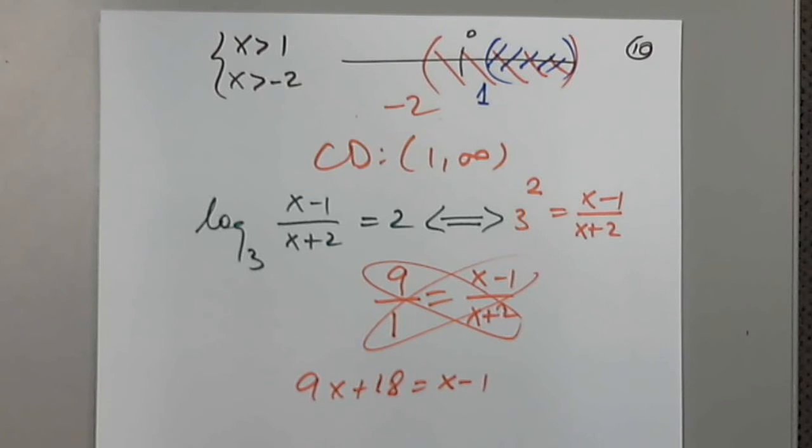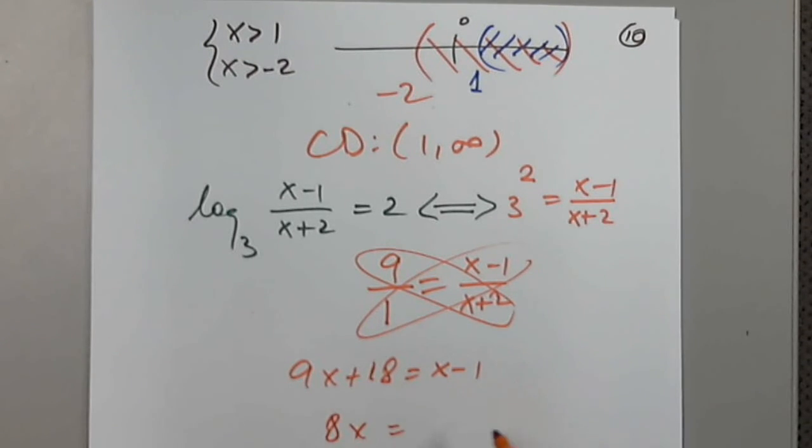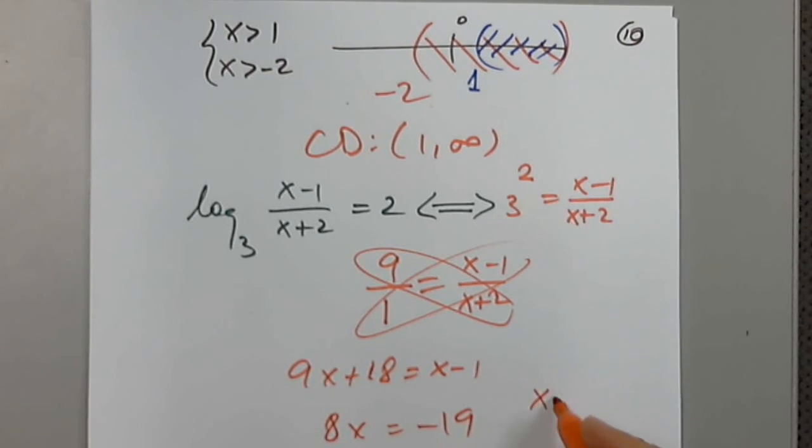Now, what type of equation is this? Obviously, this is the simplest possible linear. So I will move terms around. I will move x, I get 8x. I move 18, I get negative 19. And then I divide, and I get this.